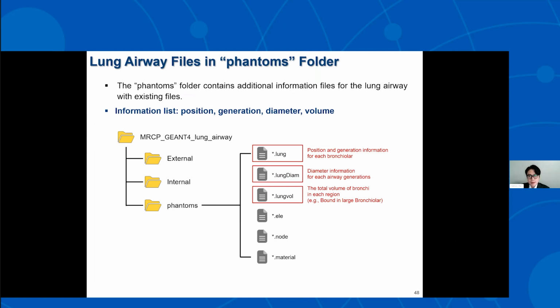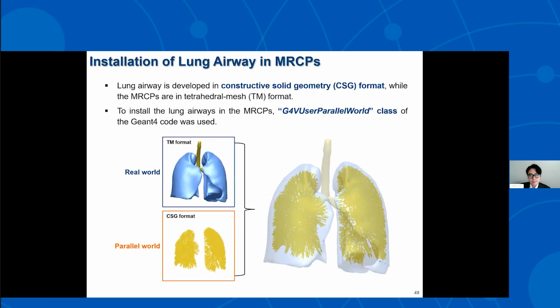So they can be implemented only in the GM4 code, which has the high degree of user freedom, and thus most of the file structure is the same as the GM4 input examples described right before. The difference is in the phantoms folder. Each airway generation's location, diameter, and volume information were added. The lung airways in the CSG format are overlaid on the tetrahedral mesh phantom using the G4VUserParallelWorld class.